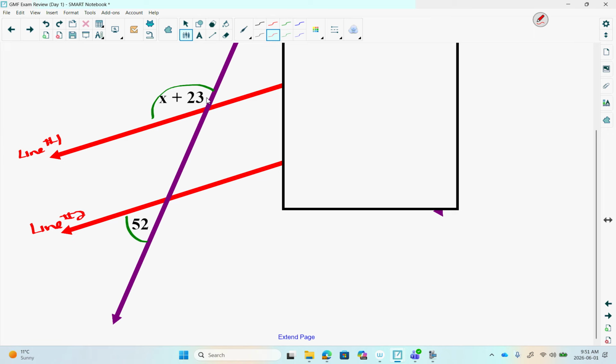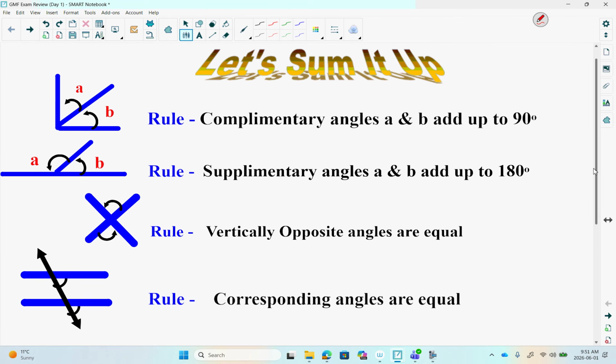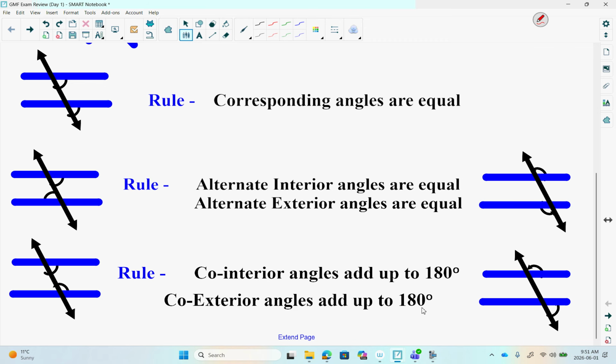Are my angles interior or exterior? Are they inside the parallel lines? No, they're exterior angles. So this is exterior, and so is this. What's the word for the purple line? Starts with a T. It's the transversal. So what's the relationship between x plus 23 and 52? I know they're exterior angles, but they're also on the same side of the transversal. Which one? It's co-exterior angles. And what do you know about co-exterior angles if you look back here?